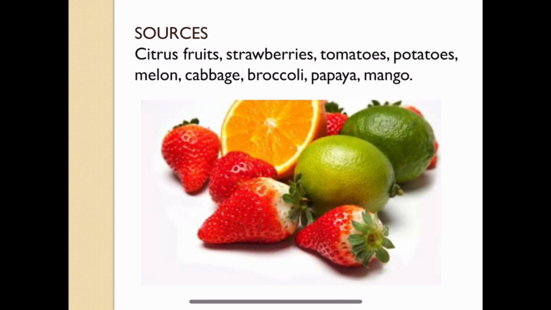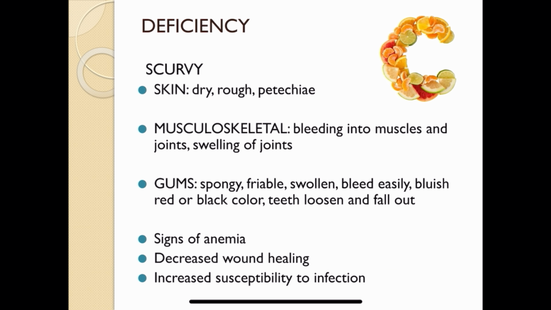The sources are citrus fruits, strawberries, tomatoes, potatoes, melon, cabbage, broccoli, papaya, and mango. Its deficiency causes scurvy, in which the skin becomes dry, rough, and petechial. In the musculoskeletal system, there is bleeding into the muscles and joints, and swelling of the joints can also be seen. In gums, they become spongy, fragile, swollen, bleed easily, bluish red or black in color, and teeth loosen and fall out.